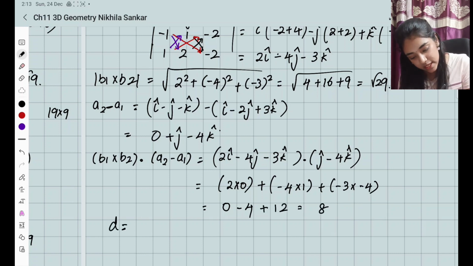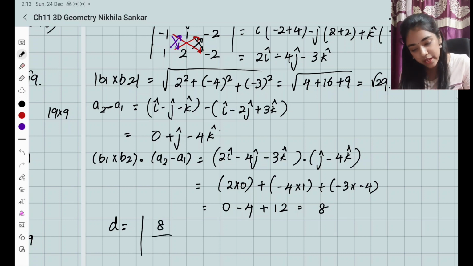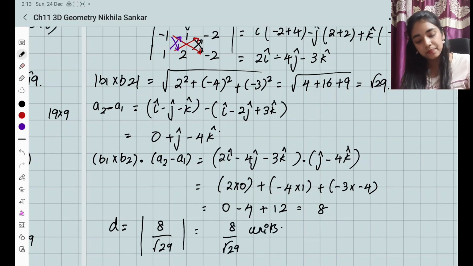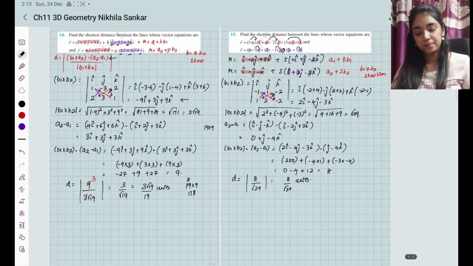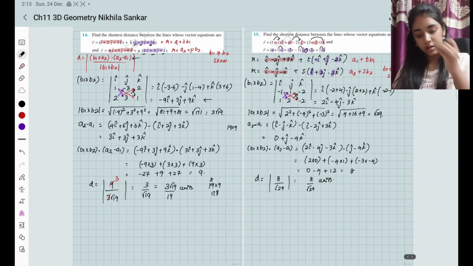So distance equals magnitude of the numerator's dot product. So 8 divided by square root of 29. So the final answer is 8 divided by root 29 units. Okay. Please copy. So with this we are done with the exercise.